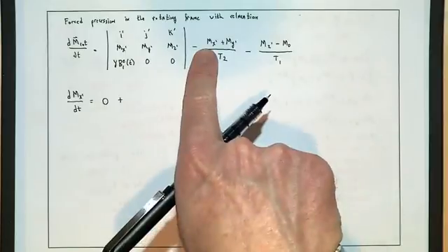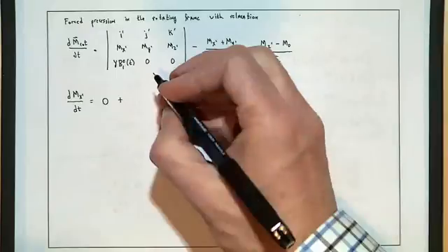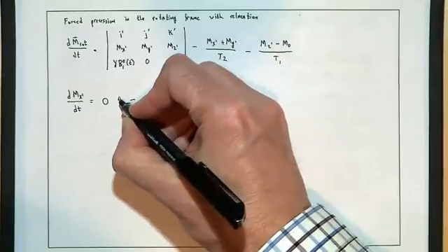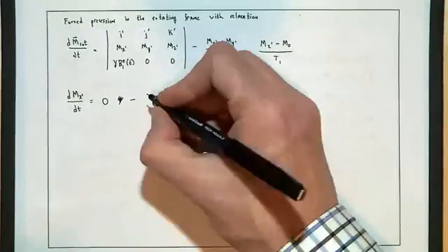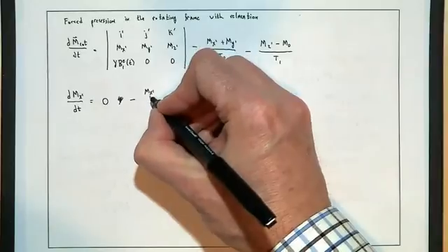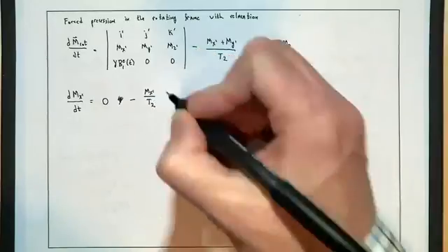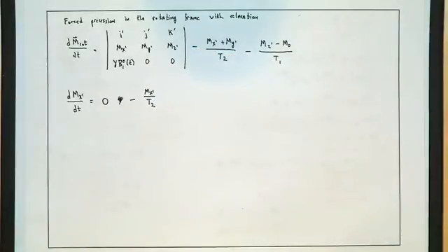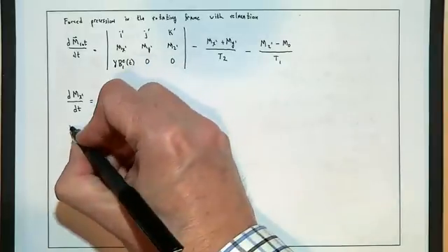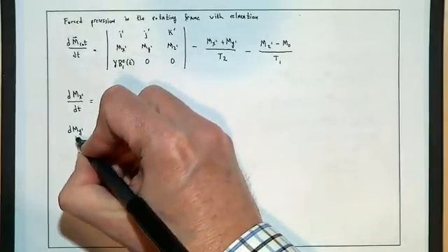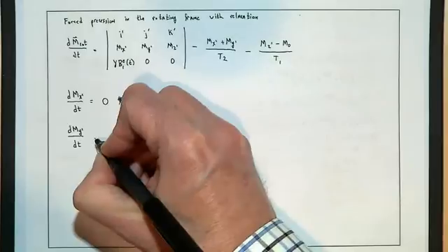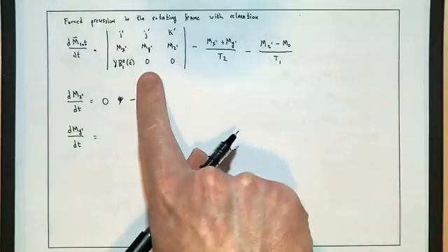I still have this x prime term over here, right? So I still have a minus mx prime by t2. Okay, well, we just worked through that. We know how to solve that. Let's see what happens next. We've got dmy prime dt is equal to anything from the precessional term.